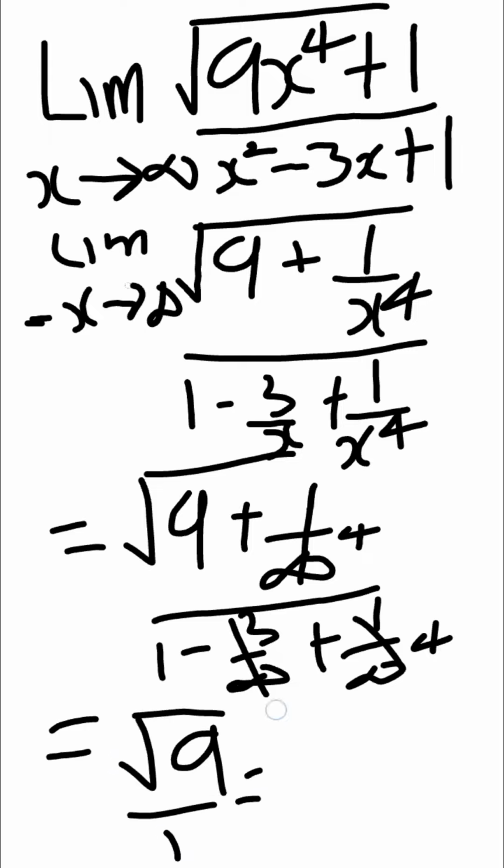And what is the square root of 9? The square root of 9 is equal to 3. So this is the final answer.